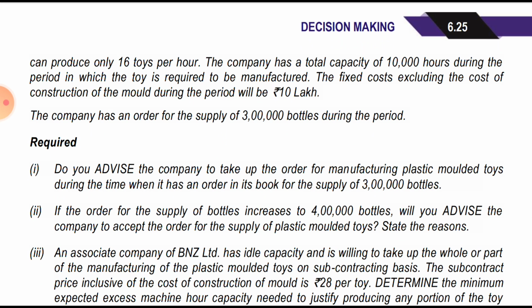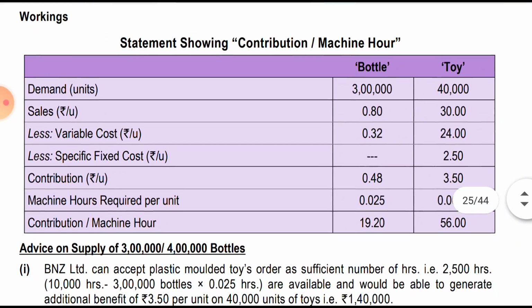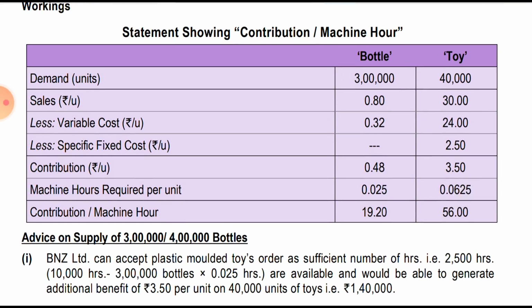So we have to prepare tabular form data. What we will do first is write the sales minus variable cost, and we will find out the contribution per unit. So we can directly go to the solution part. Demand is 3 lakh and 40,000, selling price is 30, variable cost is 24.